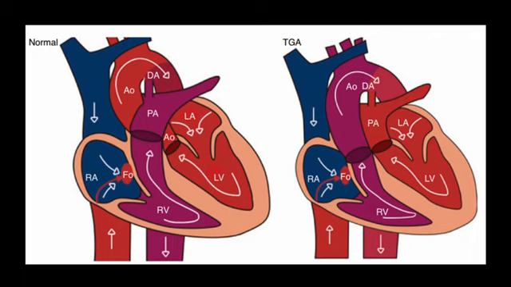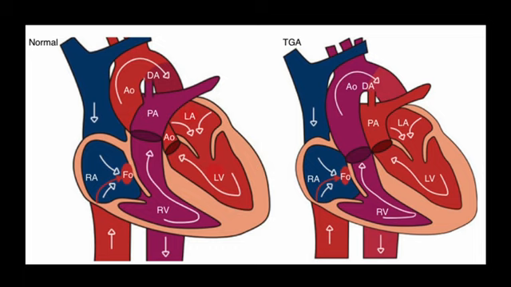Now in the case of d-TGA, the right ventricle is connected to the aorta and the left ventricle is connected to the pulmonary artery. There is no significant clinical manifestation in case of d-TGA in fetus due to the presence of these two shunts, which are foramen ovale and the ductus arteriosus. What happens when the foramen ovale and the ductus arteriosus close in the postnatal period? It becomes two separate circuits which run parallelly.